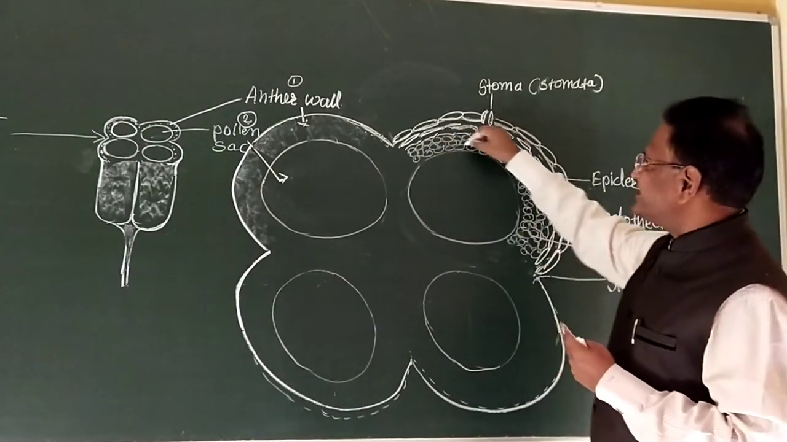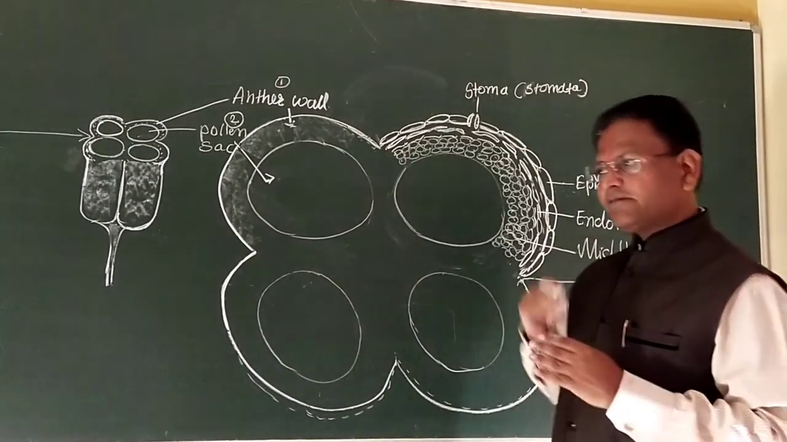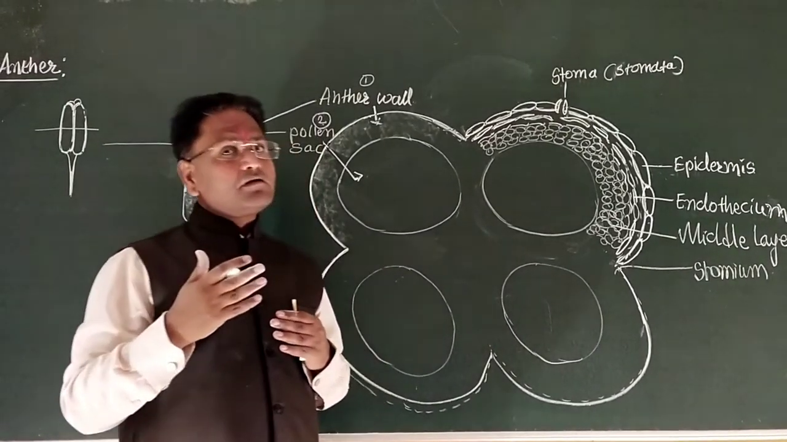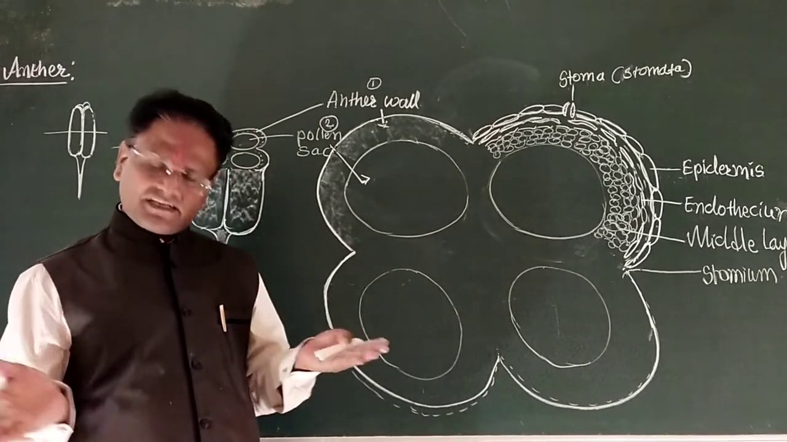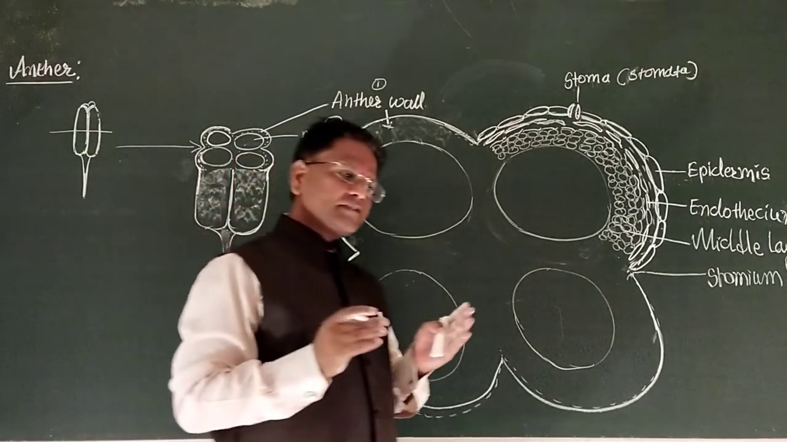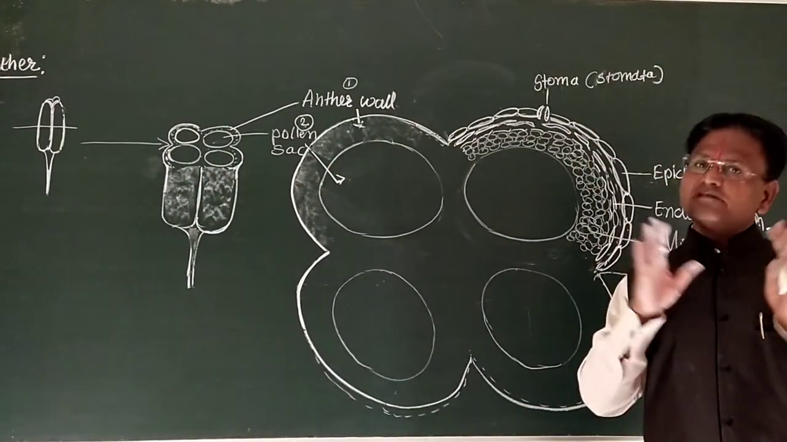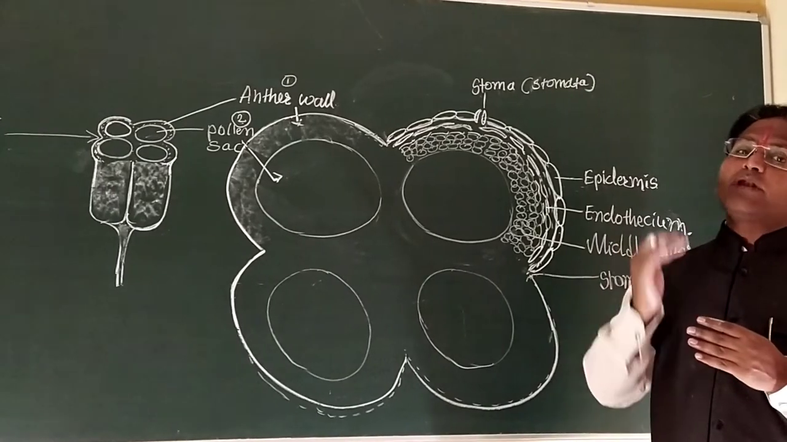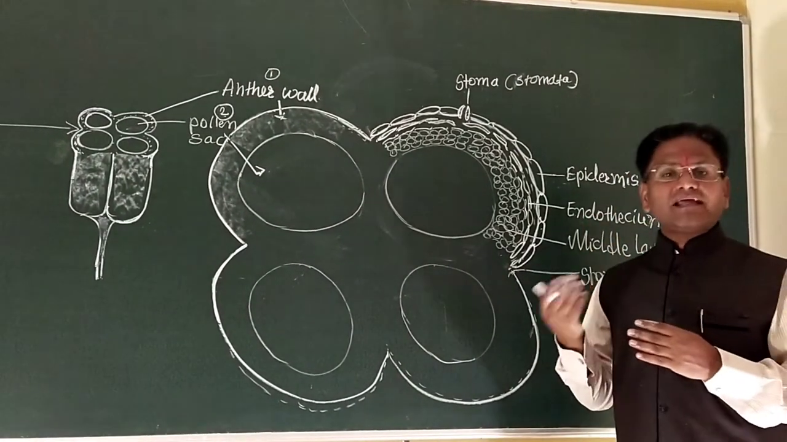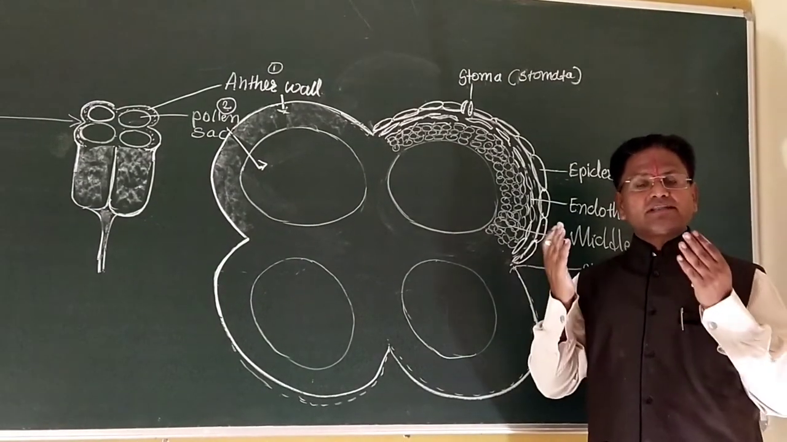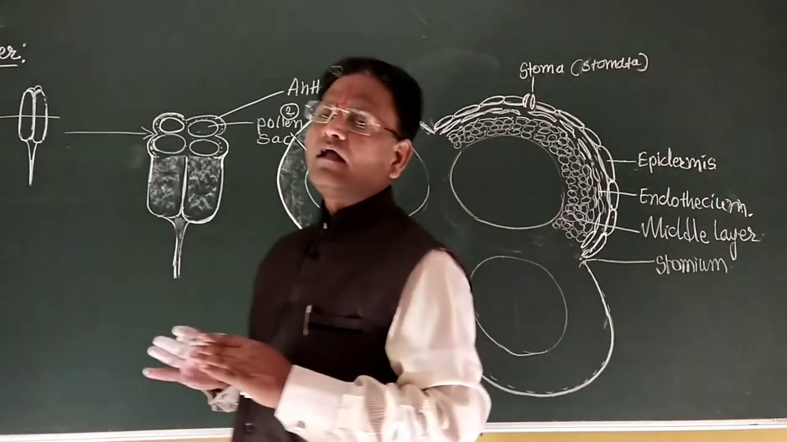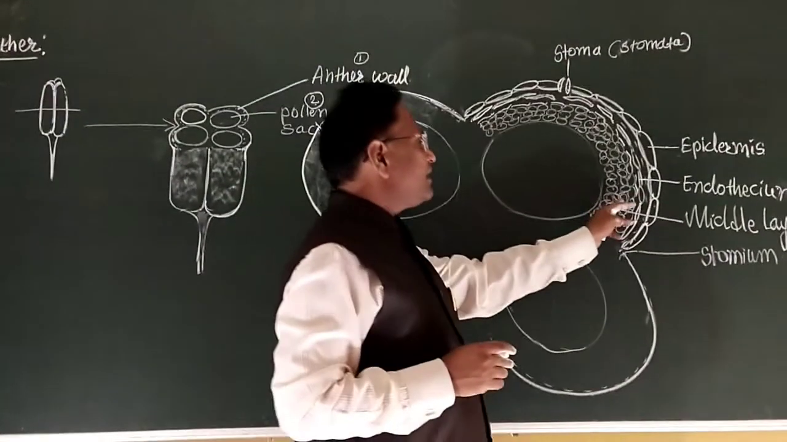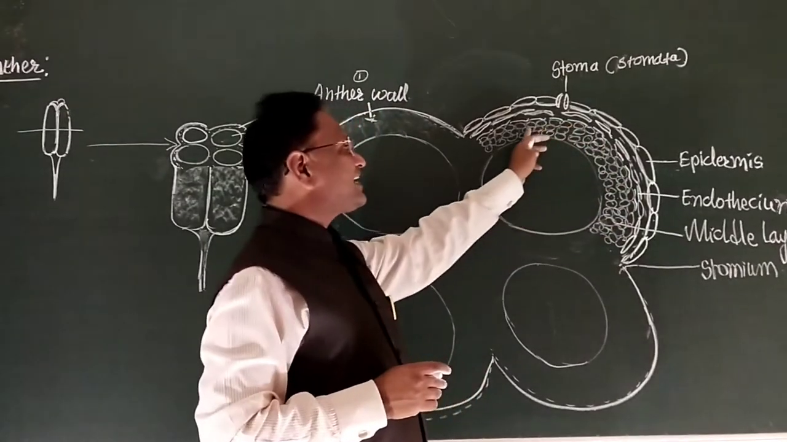So water may be stored in this middle layer, but at maturity of the anther, the middle layer may disintegrate, because at maturity all structures of the anther have developed and it is ready to release the pollen grains or microspores from the anther after dehiscence. So there is no need to store water and food. The middle layer of the anther wall may disintegrate at maturity.